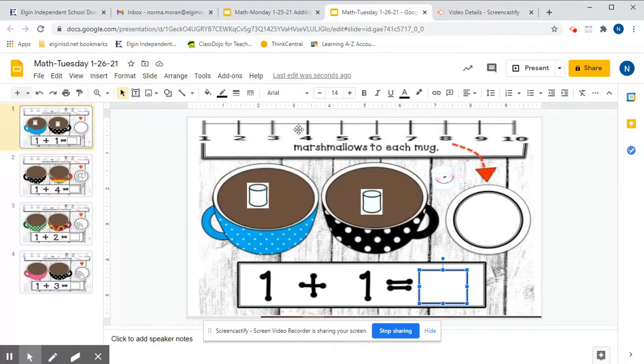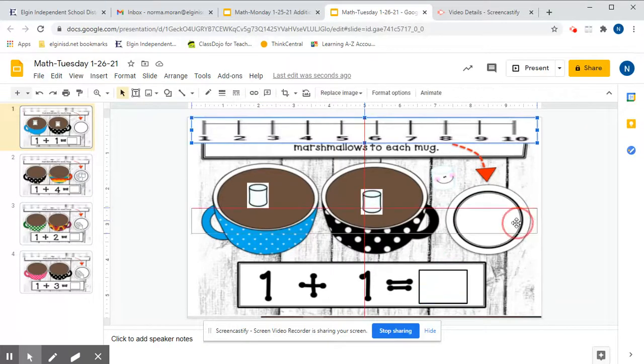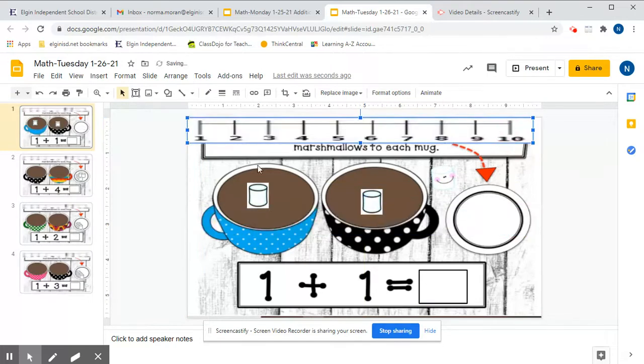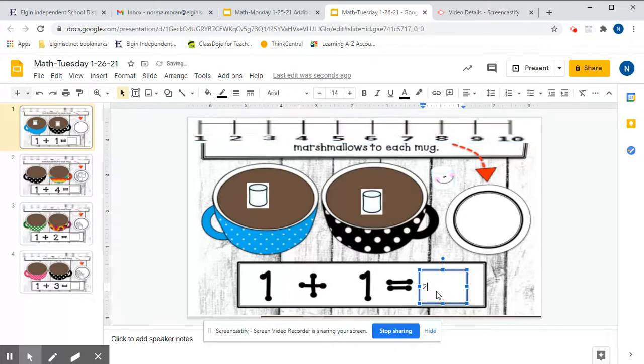Remember, you have the number line up here. You can move it around if you need to, or get it closer if you need to, so that you can look for number 2 if you don't know how to write it. If you know how to write it, or if you know how to type it, type it. But if you're not sure, that's when we're going to use the number line. So here we have 1 and 2. That's number 2. So then you can click on the square and type number 2.